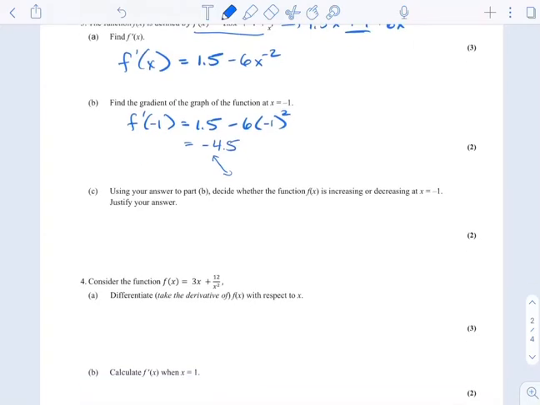Justify your answer in part, to decide whether the function f of x is increasing or decreasing. So we know it's decreasing, just mentioned that. Why is it decreasing? Because the slope is negative. Right, we know it's negative 4.5, but that's the idea behind it.